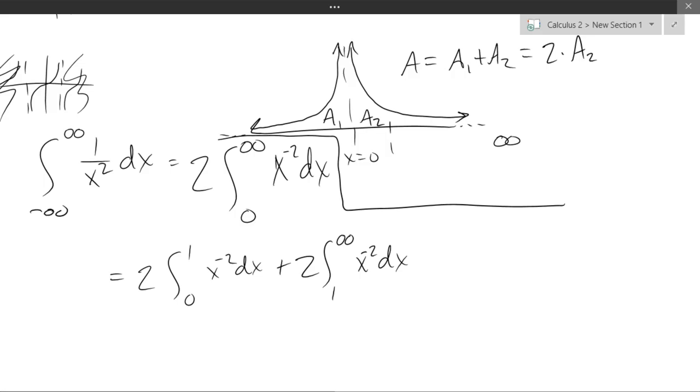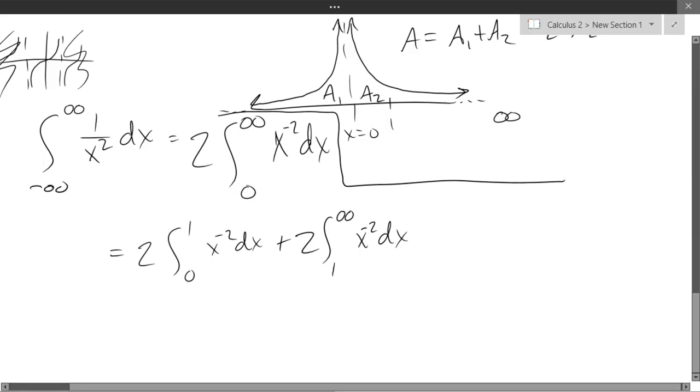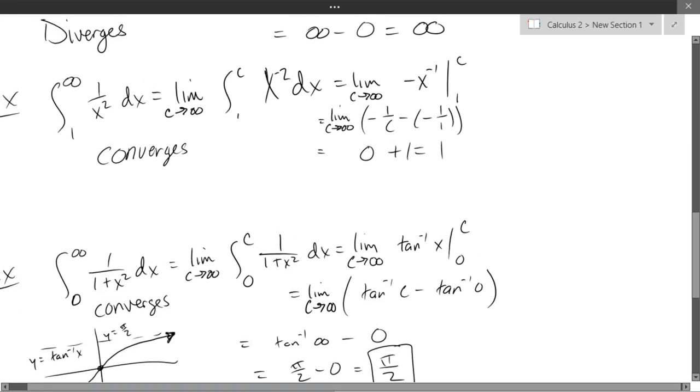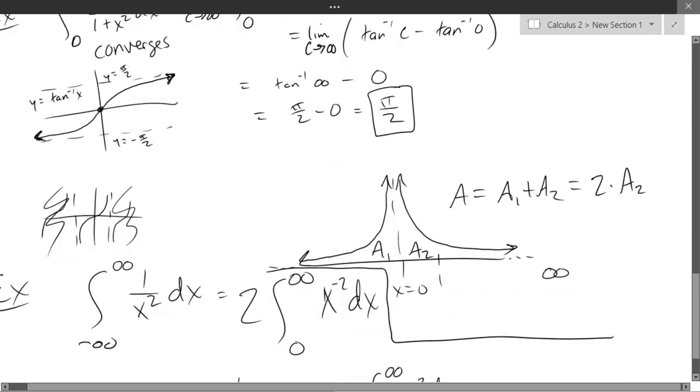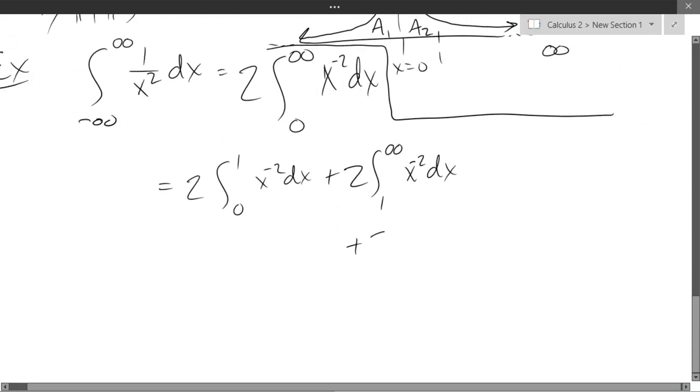So we'll go 2 integral 0 to 1 x to the negative 2 dx plus 2 integral 1 to infinity x to the negative 2 dx. So again, I could have chosen any number that was positive. I could have gone with any number bigger than 0. So I think we did the one on the right, 1 to infinity. Yeah, 1 to infinity we got was 1. So let's not redo that whole thing. We'll just say it's going to be 2 times, we did all the work to get 1.